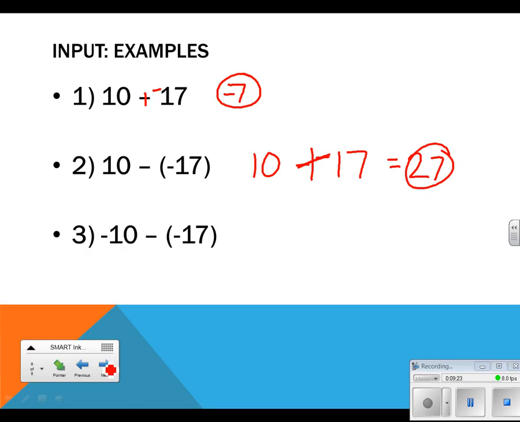Same here, I'm going to get rid of those parentheses, negative 10 minus negative 17. I'm going to make minus negative plus, and now it's my addition problem. 10 is negative, 17 is positive, so I'm really finding the difference because the signs are different. 17 minus 10, and we have to determine, is it positive or negative? Our answer, since 17 has a greater absolute value than negative 10 does, and 17 is positive, our answer is a positive 7.